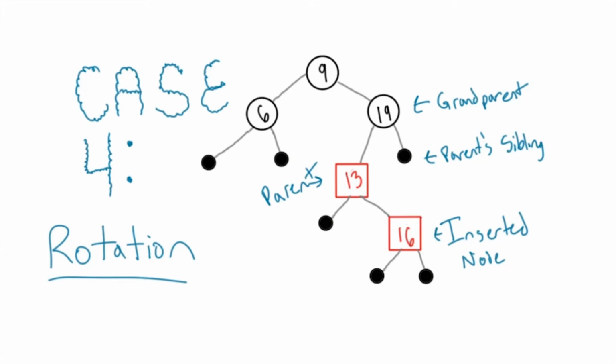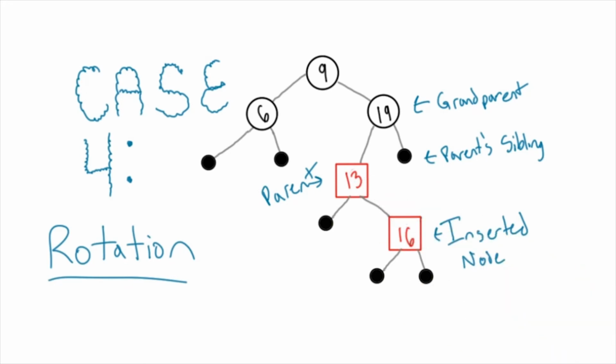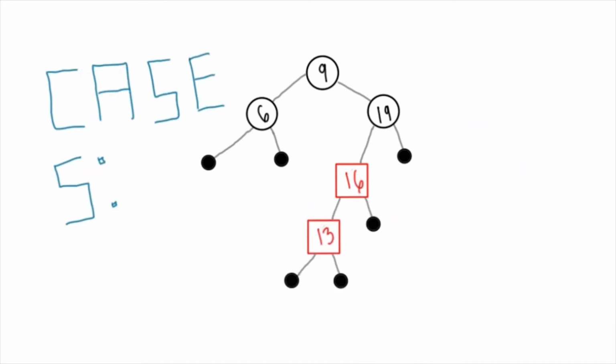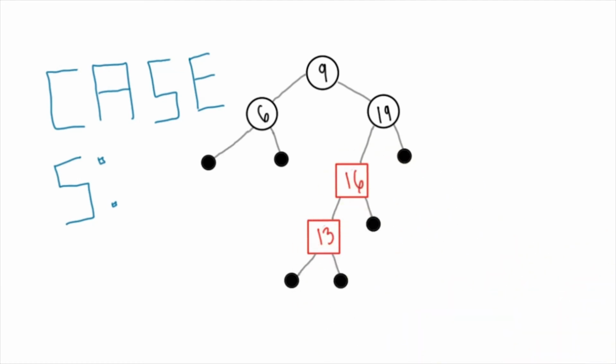In case 4, our red node and its red parent are not on the same side of their parents. Our node is a right child and its parent is a left child. Here we will perform a left rotation, since the nodes shift one place to the left while maintaining their order. At this point, we have a setup that looks exactly like case 5, where both the red node and its red parent are on the same side of their parents.